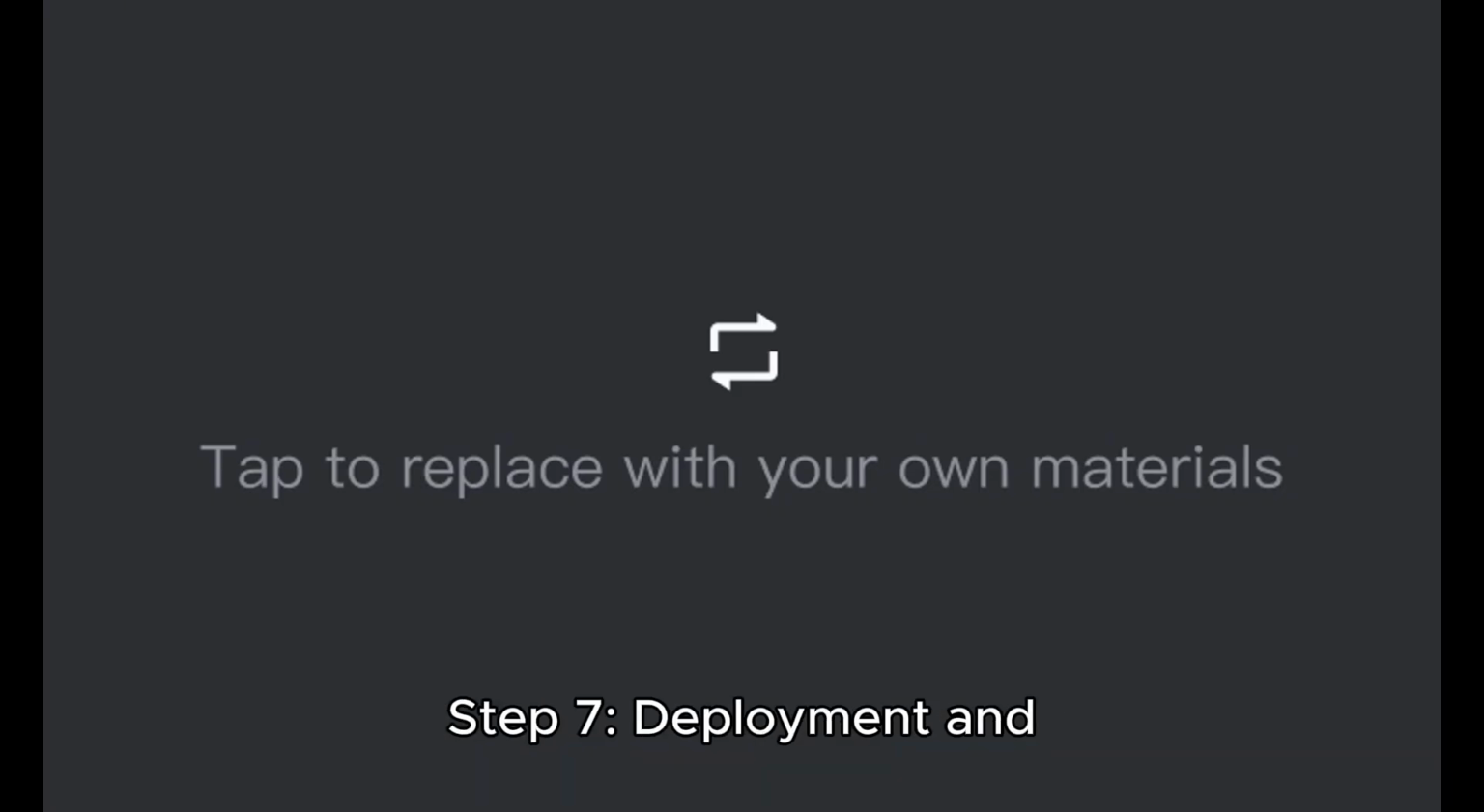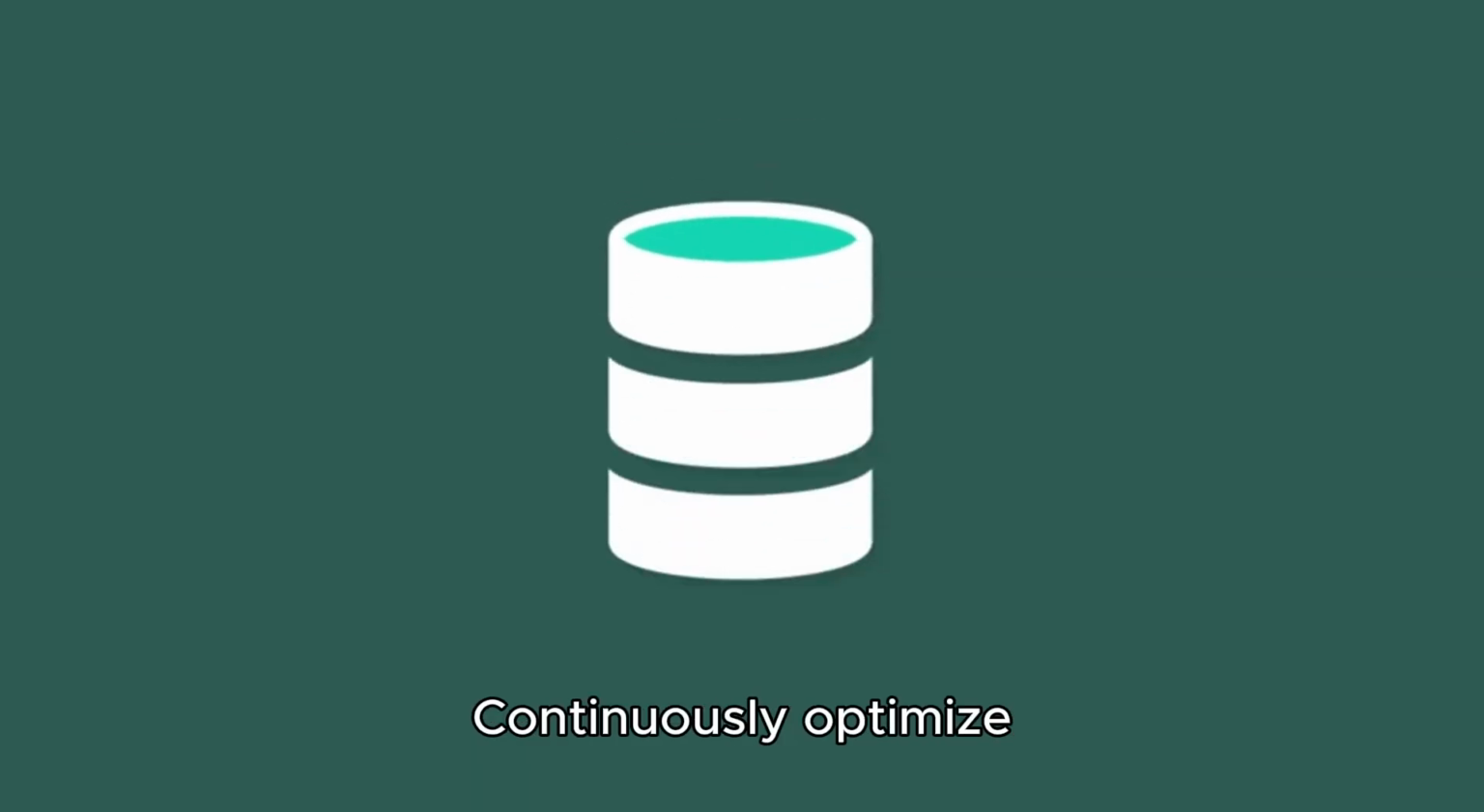Step 7. Deployment and post-migration optimization. After successful testing, deploy the SQL Server database to production. Monitor database performance and tune queries if necessary. Implement backup and disaster recovery plans. Train teams on the new SQL Server environment. Continuously optimize database indexing and query execution.